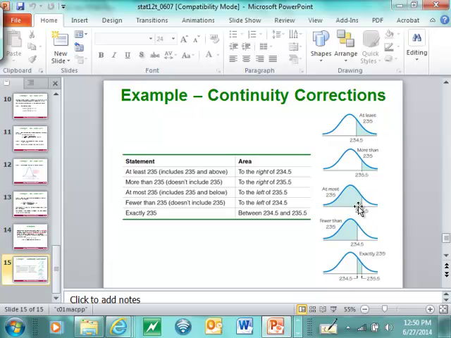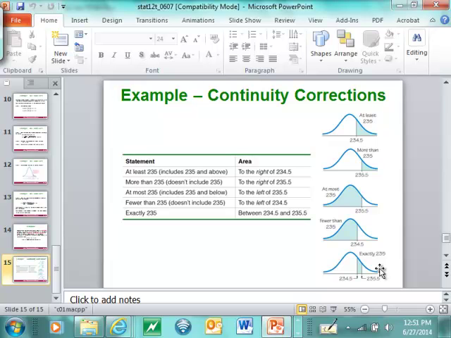So when we use the normal approximation, we will find the area to the left of 235.5. Again, to make sure that we include 235 in that narrow strip of 235 plus or minus 0.5, right? Fewer than 235, that means that we don't include 235, so we'll find the area under the curve to the left of 234.5. If we want to calculate the probability of having exactly 235 successes, then we will find the area under the curve between 234.5 and 235.5 exactly.